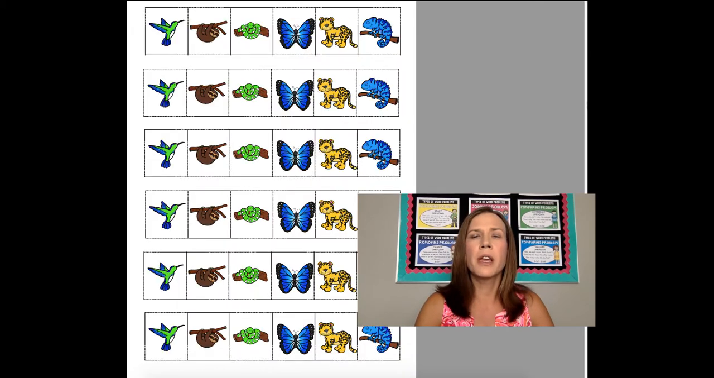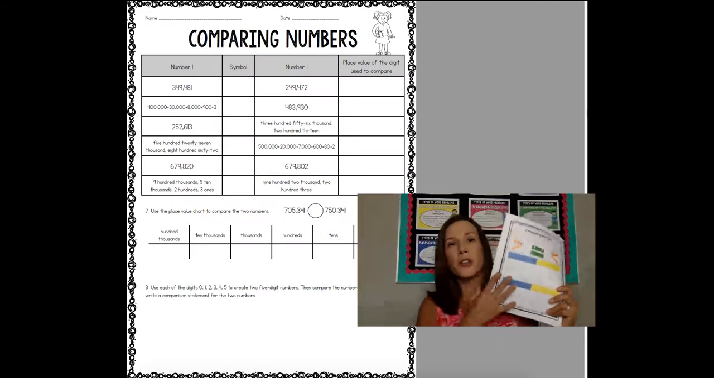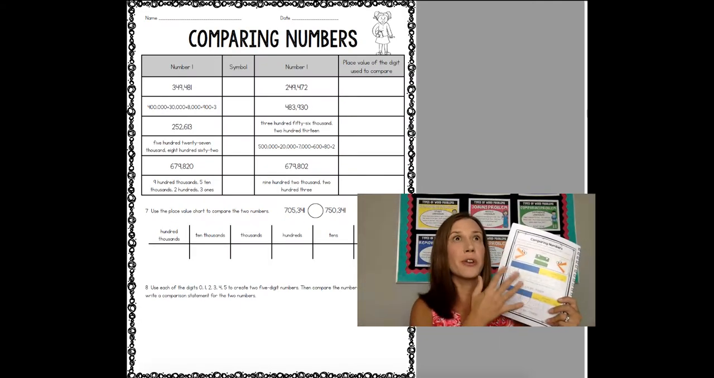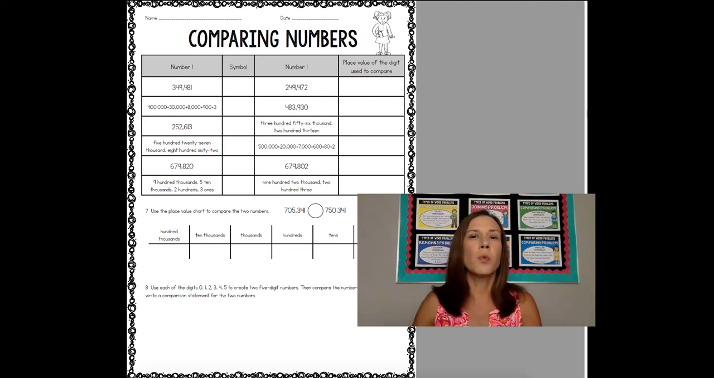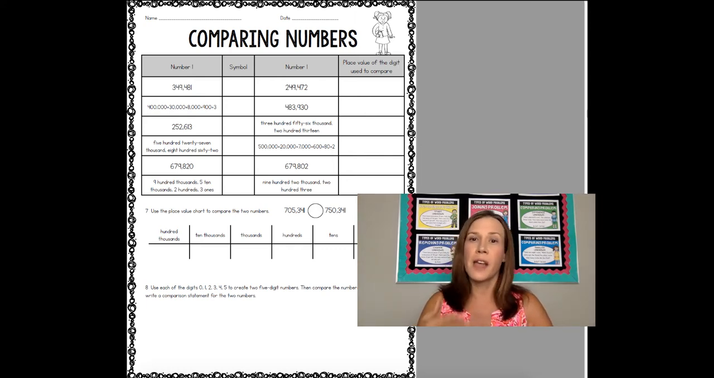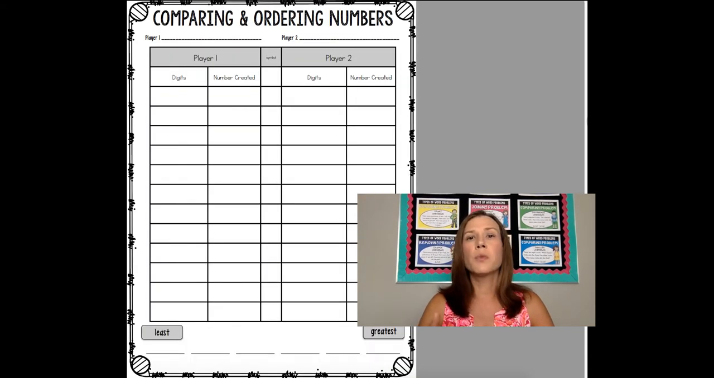And then after we do that, we're going to move into comparing numbers. We will do another interactive notebook entry for comparing numbers, and then we'll begin working on our problem solving. And I really want students to begin thinking about the place value of the digit used to compare those two numbers. And then in lesson 10, we'll play a game where students are rolling dice to create numbers, and then they'll compare their numbers with their partner's numbers.